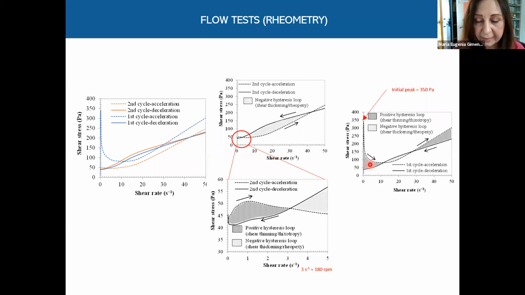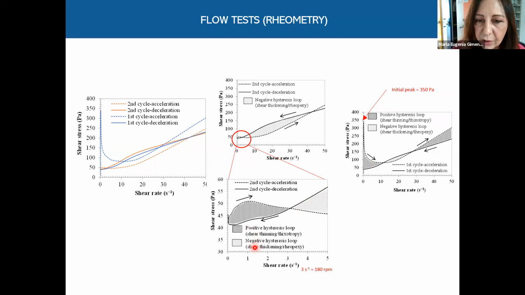So we found that we have two realms. The Cubatão WTS presents shear thinning and thixotropy behavior for shear rates lower than 100 RPM. So viscosity decreases, and for higher shear rates, we have rheopexy and shear thickening behavior, and viscosity increases. Viscosity can be calculated always as the tangent of these curves.